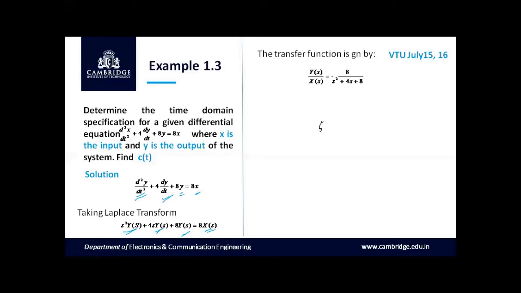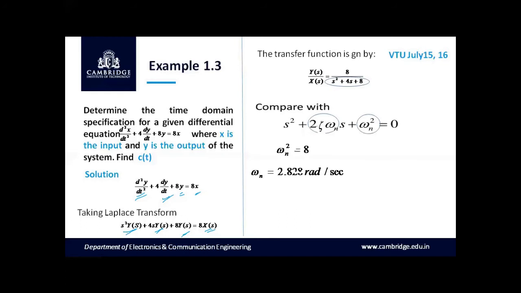Hence the transfer function is given by Y of s by X of s is equal to 8 divided by s square plus 4s plus 8. Now we have to equate the denominator polynomial to 0 and compare it with the standard characteristic equation given by s square plus 2 zeta omega n s plus omega n square is equal to 0. Comparing the coefficients, we have 2 zeta omega n is equal to 4 and omega n square is equal to 8.